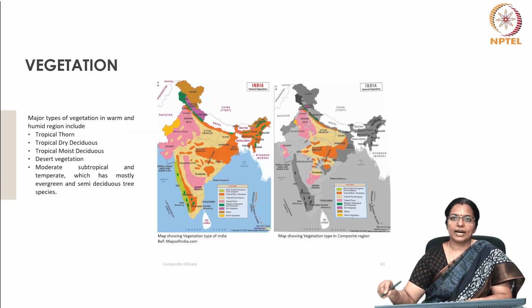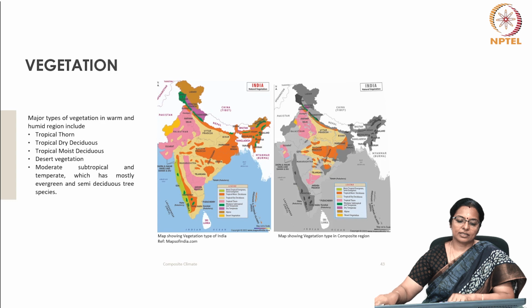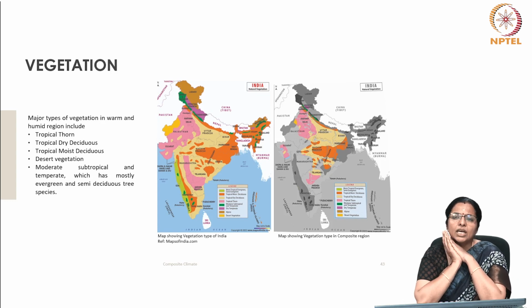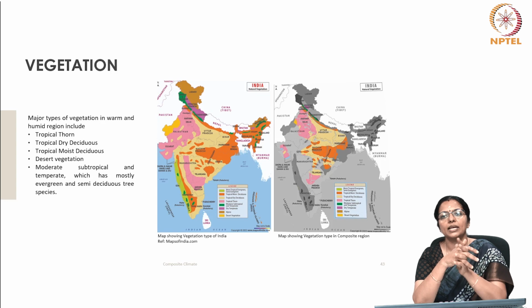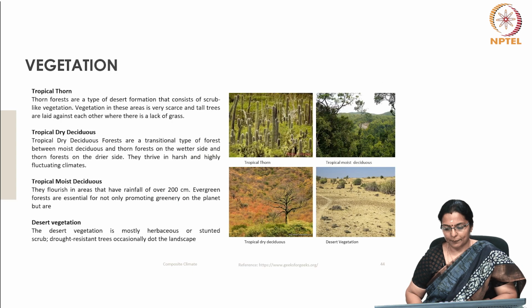Now let us look at the vegetation characteristics. The major types of vegetation in this region are tropical thorn, tropical dry deciduous, tropical moist deciduous, desert vegetation, moderate subtropical and temperate, which has mostly evergreen and semi-deciduous tree species.